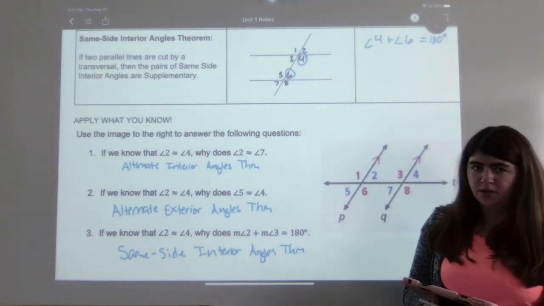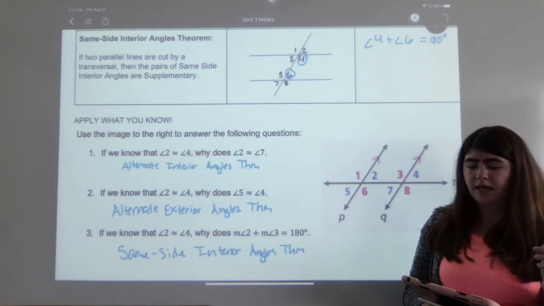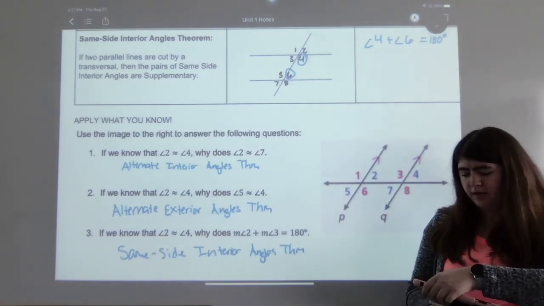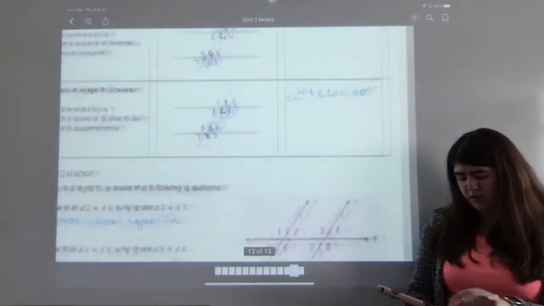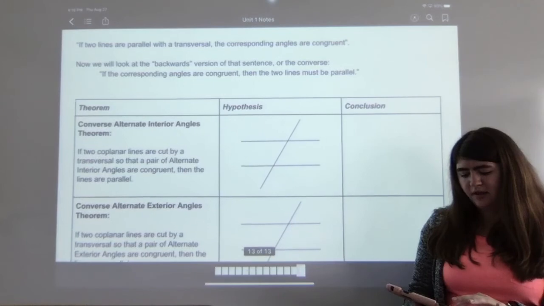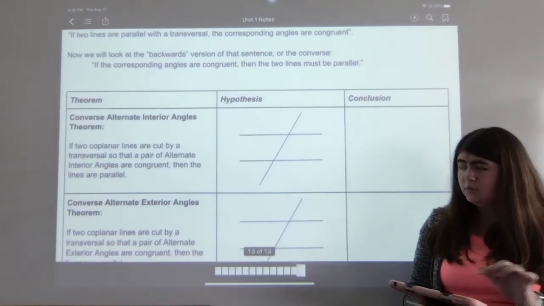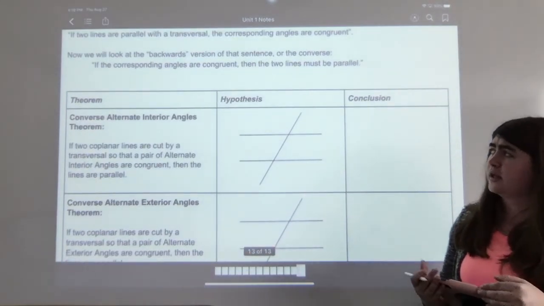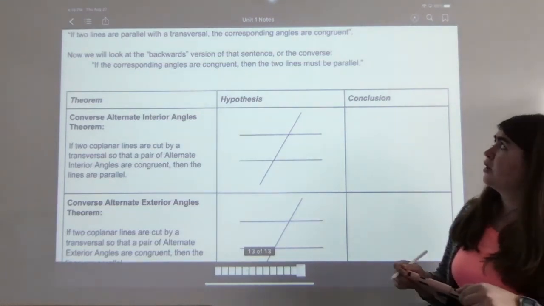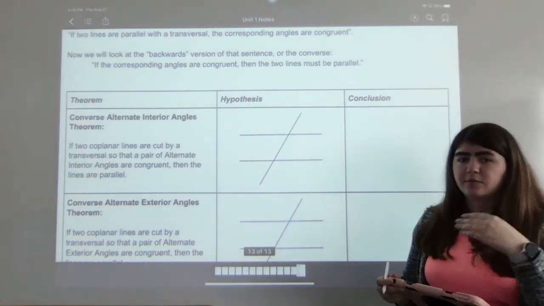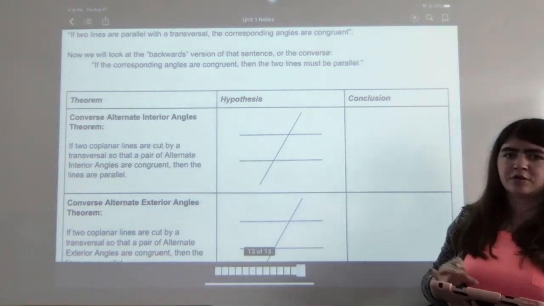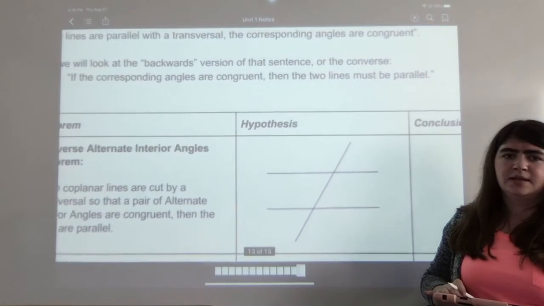All right. So now that we have talked about transversals, we're going to go ahead and look at the converse of these transversals. So let's flip to the next page here. This is our last page in this packet. And it says right up at the top, if two lines are parallel with a transversal, the corresponding angles are congruent. That's what we had before.